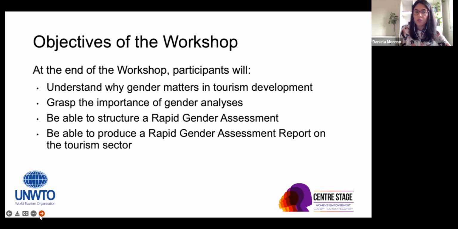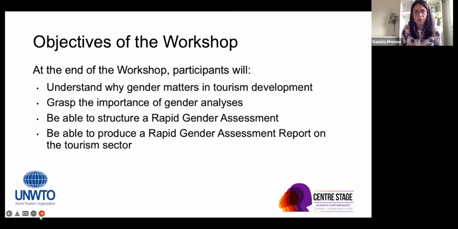You will be able also to grasp the importance of gender analysis, to be able to structure a rapid gender assessment. This is very important because that is going to organize your ideas, the kind of work that you have to do, and then to be able to produce a rapid gender assessment report on the tourist sector. So you will be able to carry out these 4 actions in your professional life.